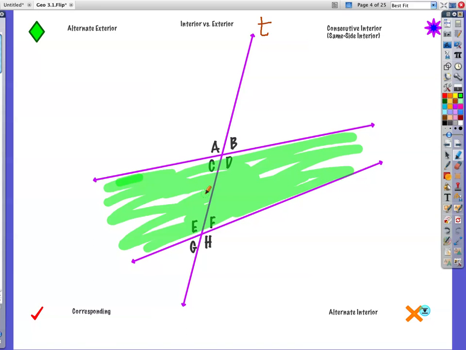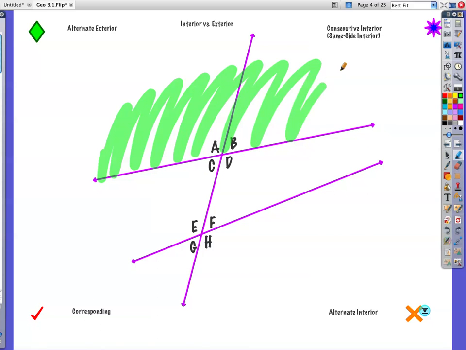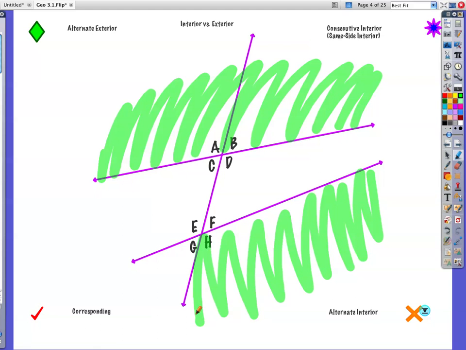Okay, if you want to shade it in on your paper or something, that's fine. Once you've got it, you're going to be good. I'm going to clear that out. Now I'm going to go to the exterior. So the exterior would be on the outside of these lines. Okay, this is the exterior, and this is the exterior. Of course, this is concerning when this is considered to be my transversal right here.